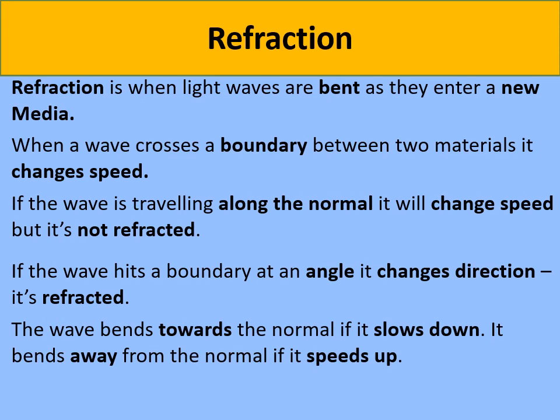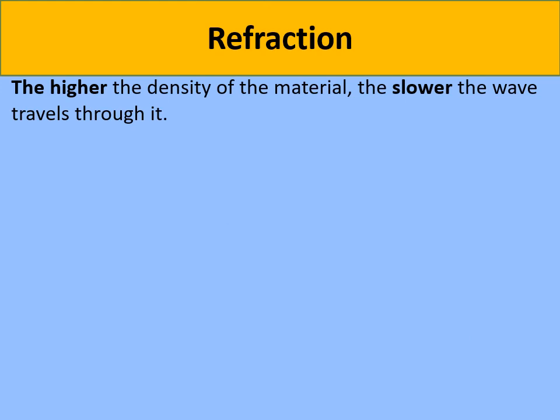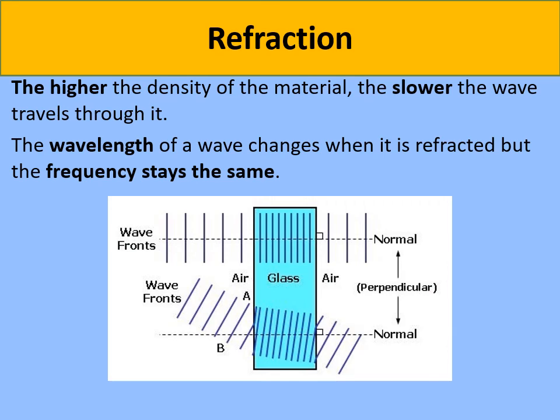Now the wave bends towards the normal if it slows down, and it bends away from the normal if it speeds up. The higher the density of the material, the slower the wave travels through it. So if a material has a higher density, for example glass has a higher density than air, then the wave will travel slower in the glass than it would in the air. The wavelength of a wave changes when it is refracted, but the frequency always stays the same regardless of refraction taking place. So here's a little diagram for you.